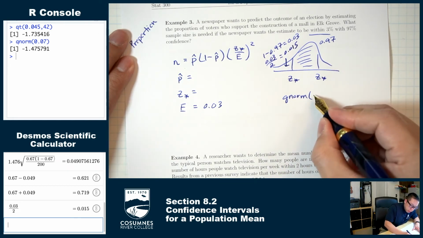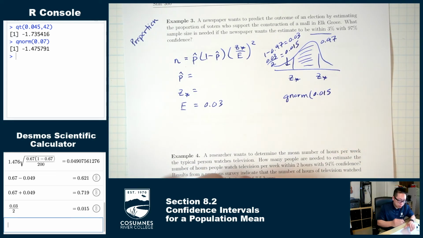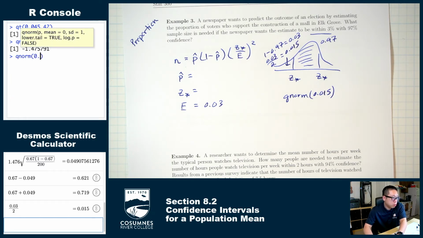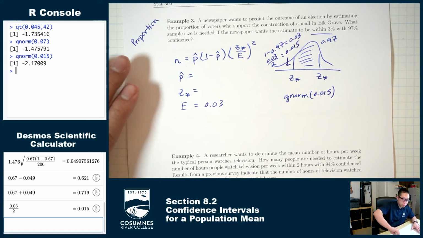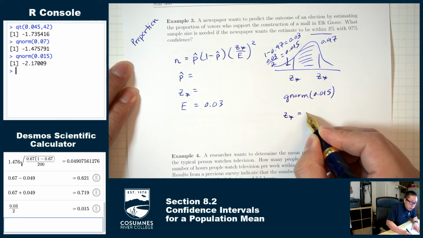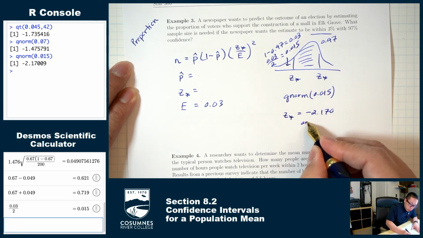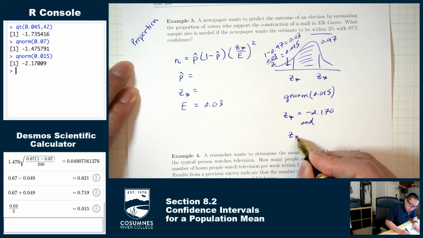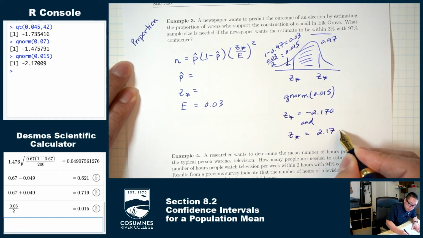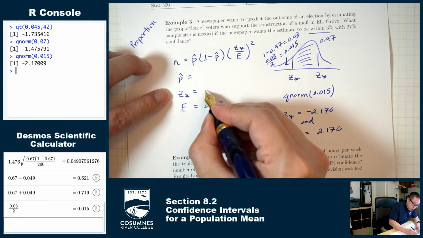Now qnorm doesn't require a df, so that's it. qnorm of 0.015 gives me a z star of negative 2.170. That refers to the left one. The one on the right is going to be positive 2.170. And I'm going to use the positive one for my formula. So positive 2.170.